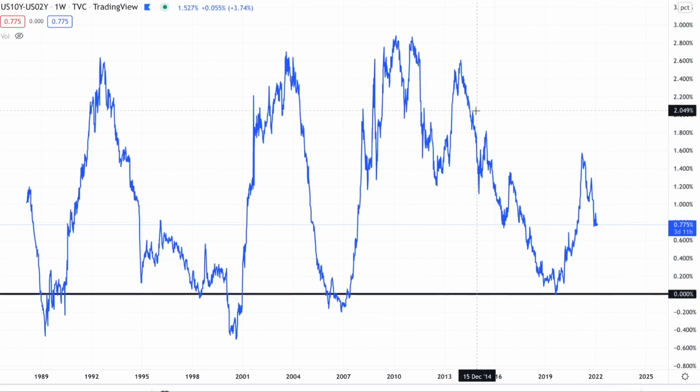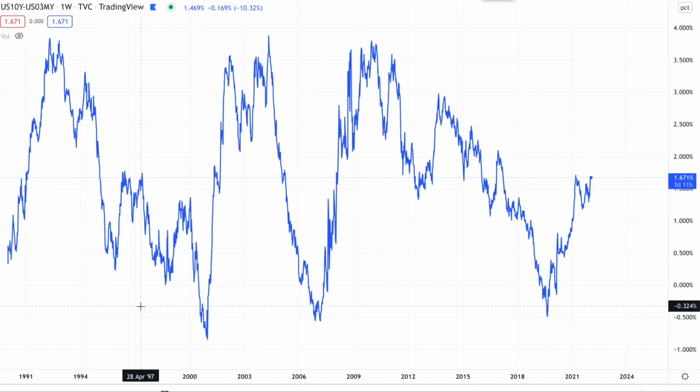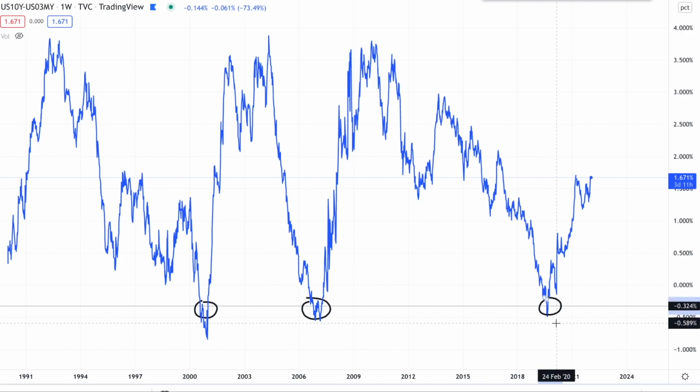Now, one mistake I do see a lot of people making is using the 3-month yield instead of the 2-year yield. And that's not at all something that we're going to be looking at for the next recession, right? Although it was extremely useful in the past. Look at this. In 2000, it predicted it. In 2006, it predicted it. In 2019 as well. But I think it's going to be very different this time.